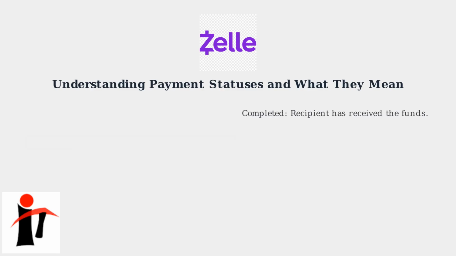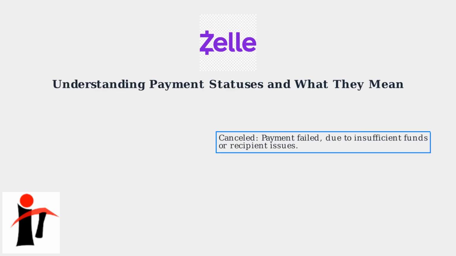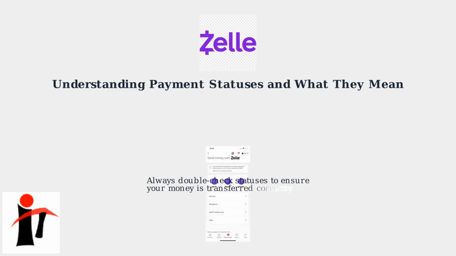The completed status confirms that the recipient has successfully received the funds. At this point, the transfer is final and cannot be reversed. If a payment shows as canceled, it means the transfer failed. This could be due to insufficient funds in your account, the recipient not being eligible, or other technical issues. The funds would typically be returned to your account. To view these statuses, check the Activity section in your Wells Fargo app. Always double-check statuses to ensure your money is transferred correctly, and contact support if something seems wrong.